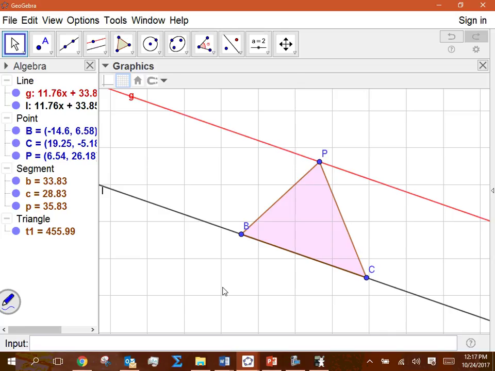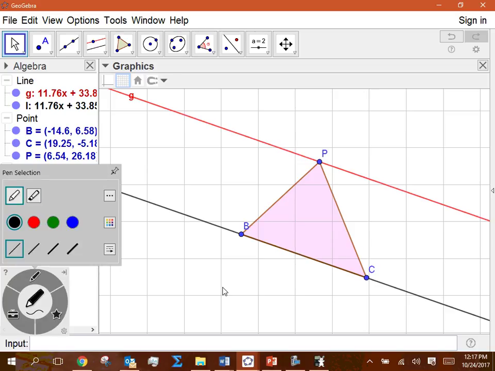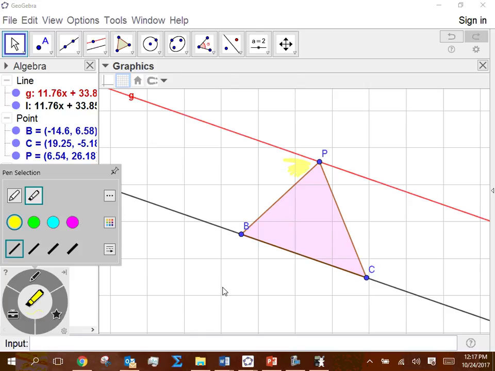Let me start coloring here a little bit. If I look at that angle right there, that angle right there, and that angle right there, what are those three angles going to add up to? 180. Okay?